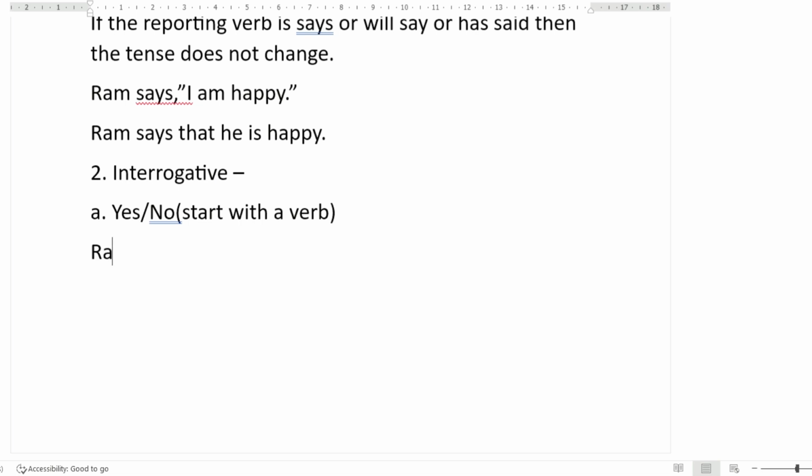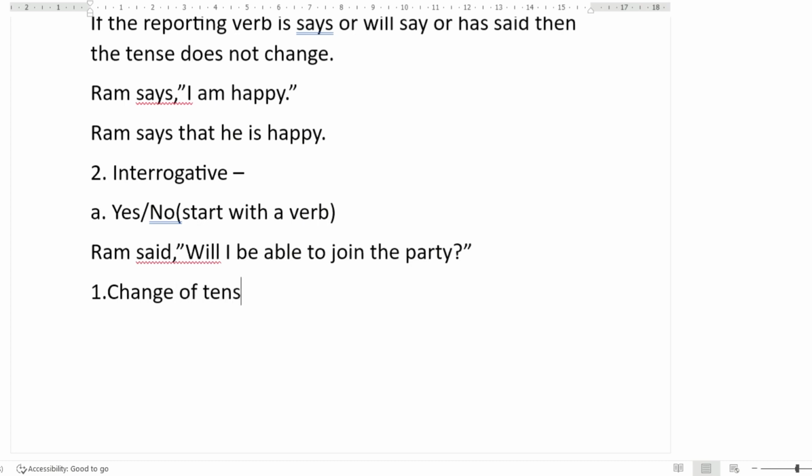Okay, let's write one example. Ram said, comma, double inverted commas open, will I be able to join the party? Will I be able to join the party? Now it's a question. The listener will give the answer in either yes or no. So what are the rules for changing interrogative yes no questions to indirect speech? Rules will be same, like the change of tense. Okay, these two are same. Okay, change of pronoun.